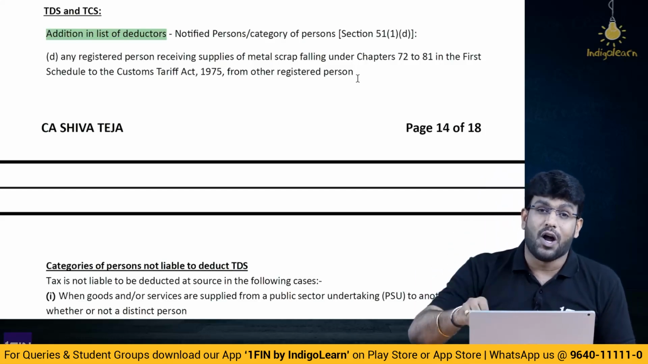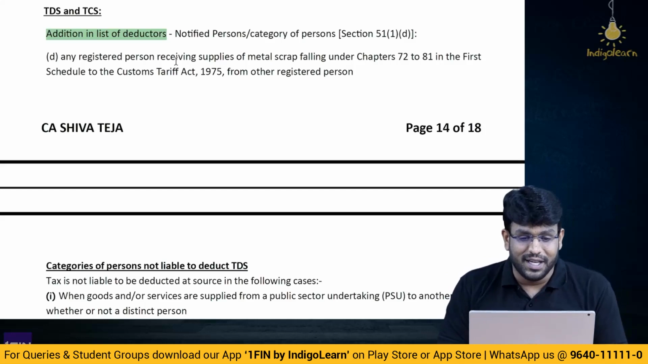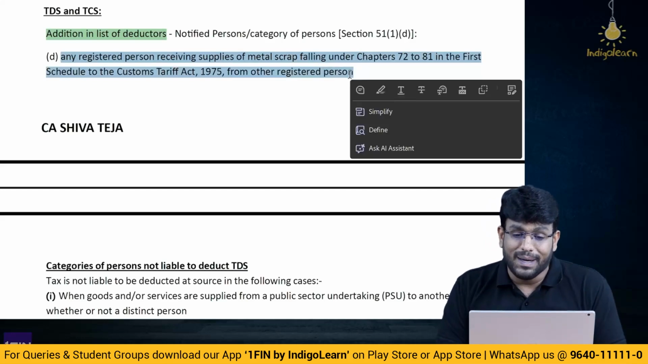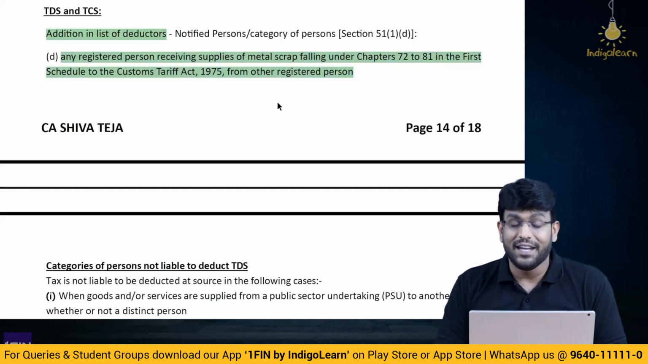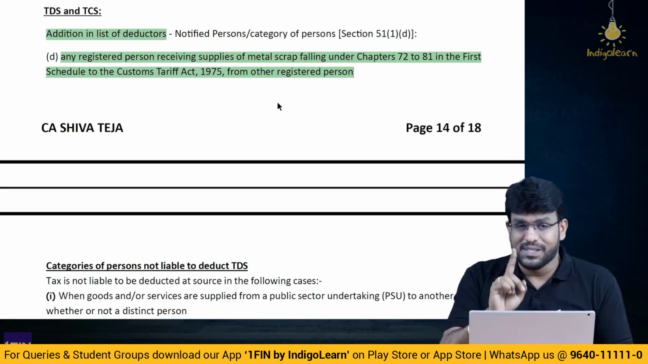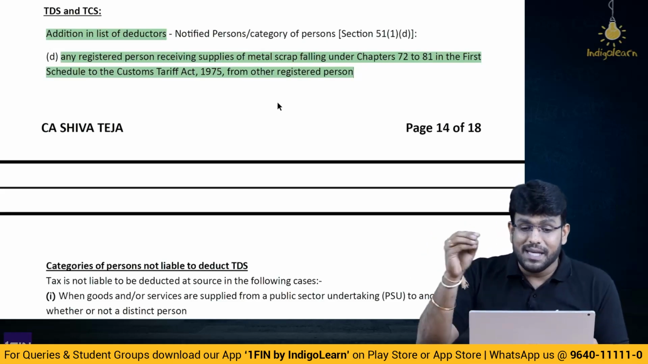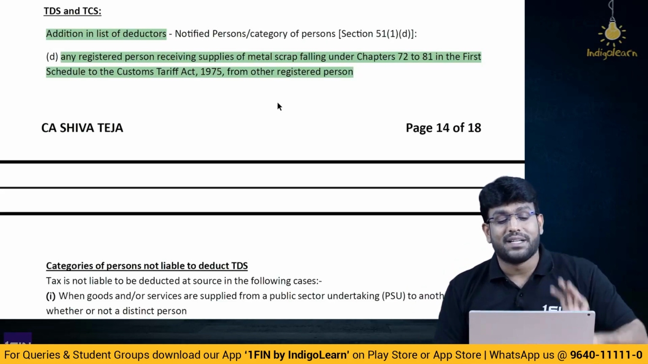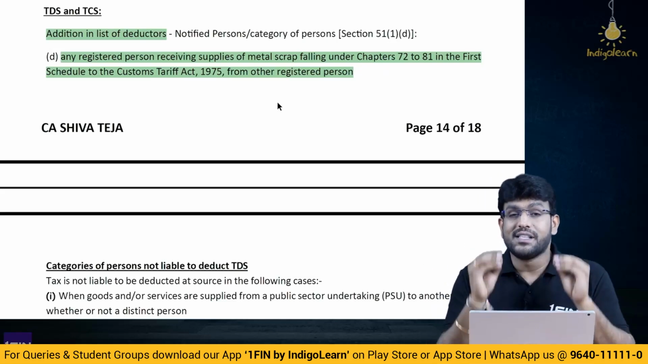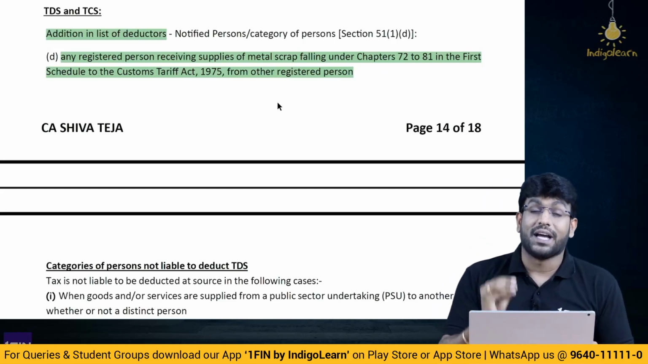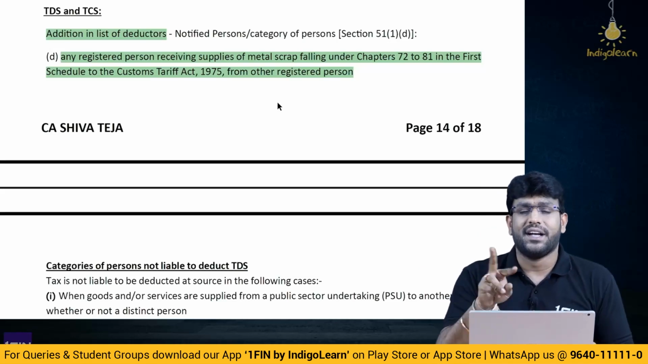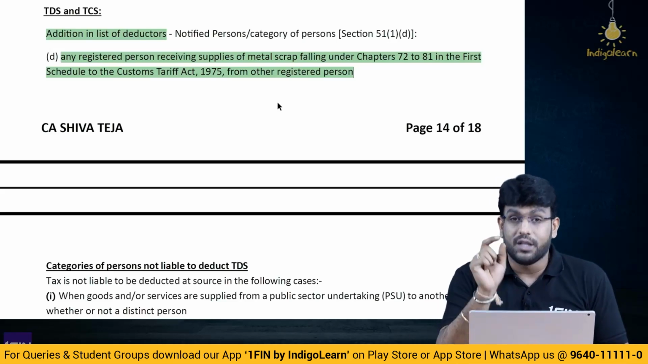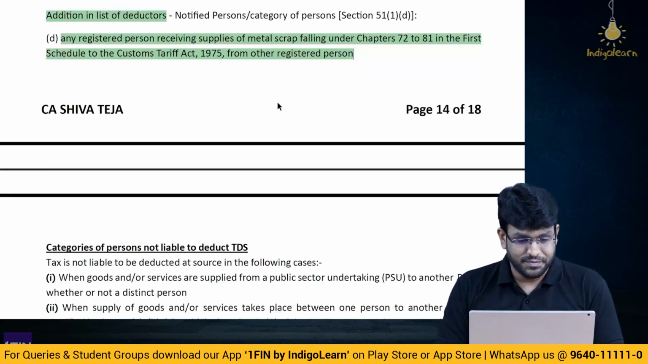And one latest point they brought in case of TDS, my dear friends, that is any registered person receiving supplies of metal scrap from another registered person. See that line? Any registered person, that means a registered person is receiving supplies of metal scrap from other registered person. This is covered in the TDS provision. That means what? The recipient is required to do TDS at the rate of 1% plus 1% if it is CGST, SGST. If it is IGST, directly at the rate of 2% on the base value, excluding GST.